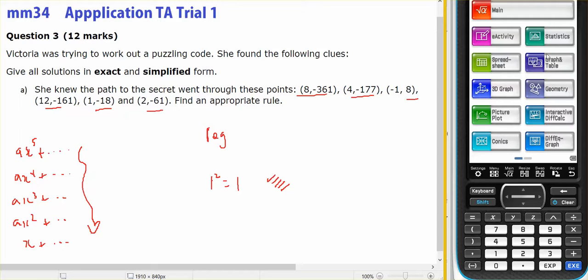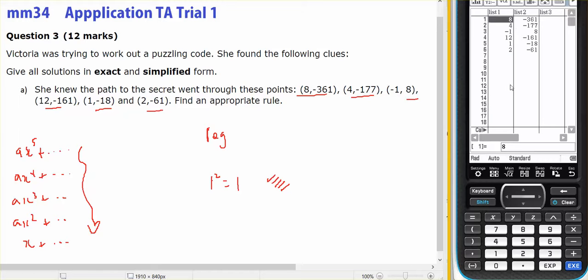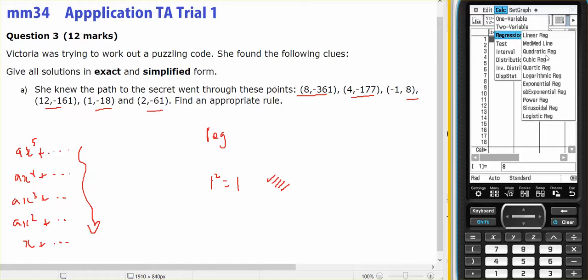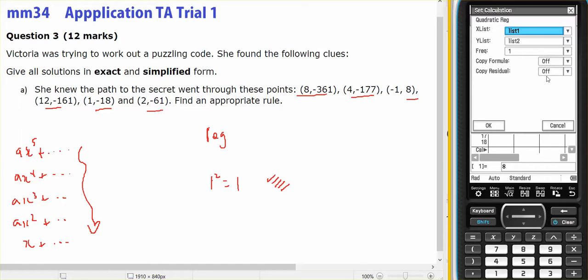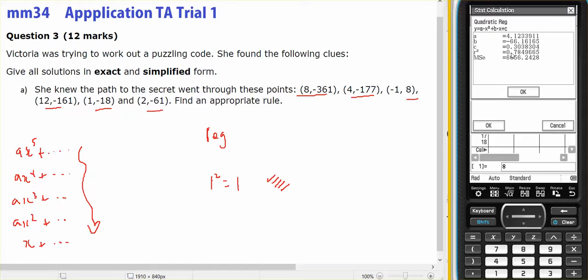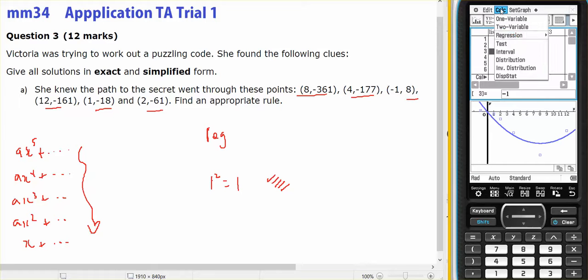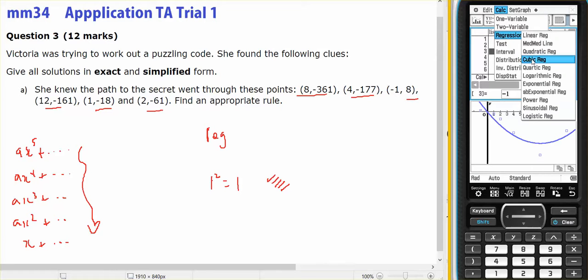So okay, if I go to graphs statistics, I've already pre-entered my numbers, so 8 and negative 361, etc. So if I go to calc, regression, and I'll do quadratic first. And I go okay, my r squared is 0.78, so it's not quadratic. Okay, touch back up here, calculate regression cubic.